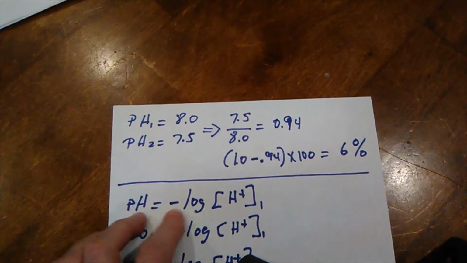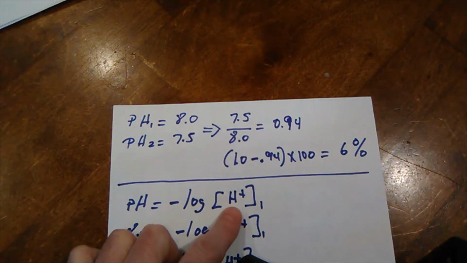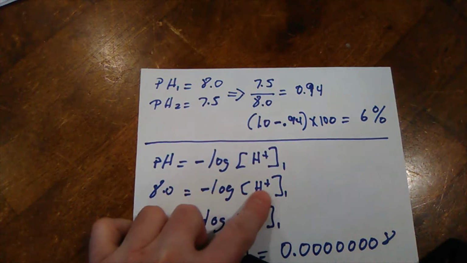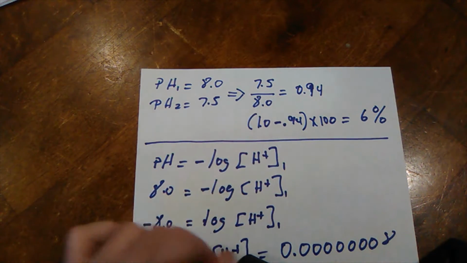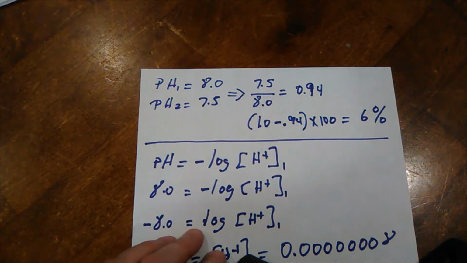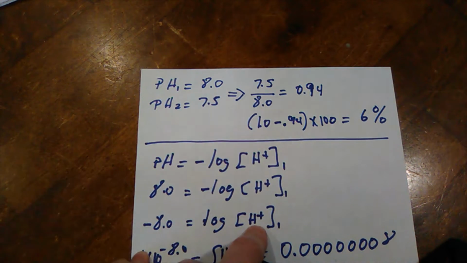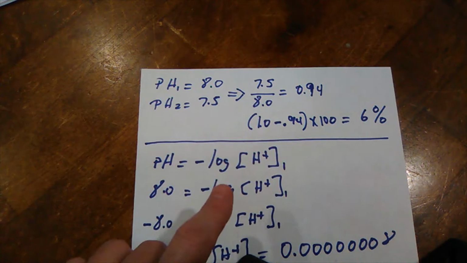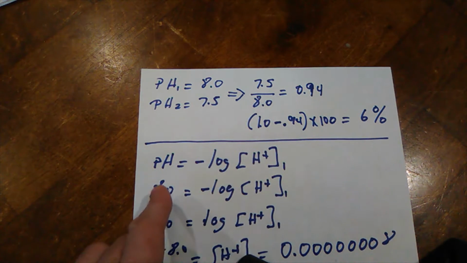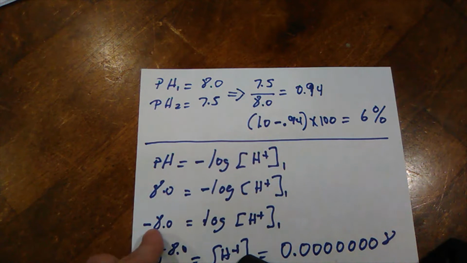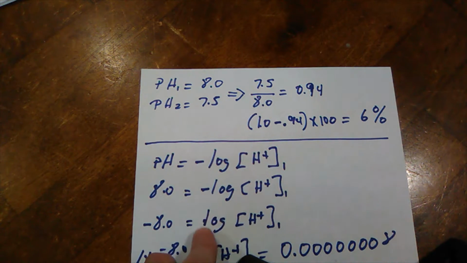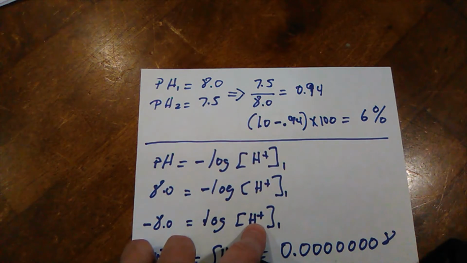So the pH is defined as minus the log of the hydrogen ion concentration. So we want to calculate our hydrogen ion concentration. We plug in our first pH that he had: pH 8 equals minus the log of the hydrogen ion concentration. Now, what you want to do here is get this negative on the other side. And remember, in an equation, you can do anything you want as long as you do it to both sides. So I multiply both sides by -1, and I get negative 8.0 equals the log of the hydrogen ion concentration, because a negative times a negative is a positive.